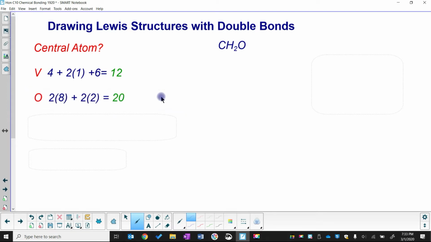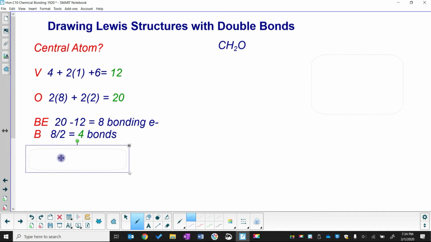Looking at octet electrons, we have carbon and oxygen that require 8, so that's 8 multiplied by 2, and then hydrogen would form a duet, so that's 2 multiplied by 2. Add them together, we get 20. If we find the difference for our bonding electrons, we have 8 bonding electrons, then we have 4 bonds, since each bond has 2 electrons. Lastly, we calculate the number of extra electrons by finding the difference between the valence electrons and the bonding electrons. That gives us 4, so 2 pairs.